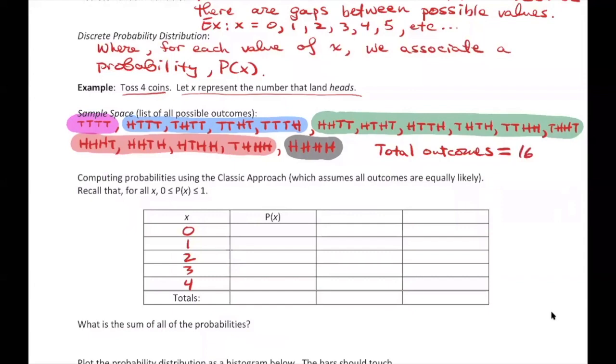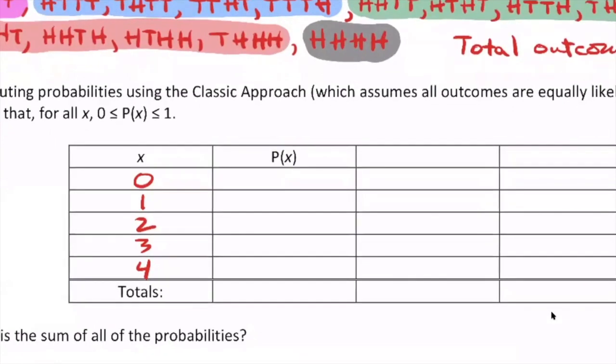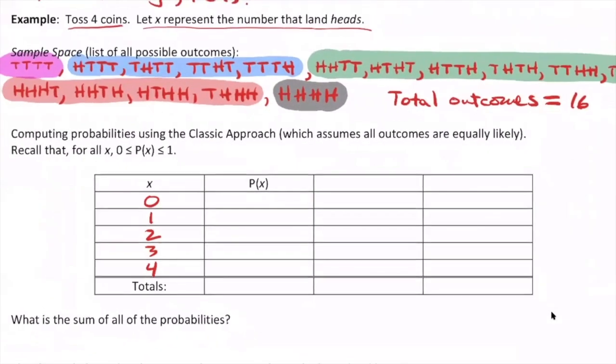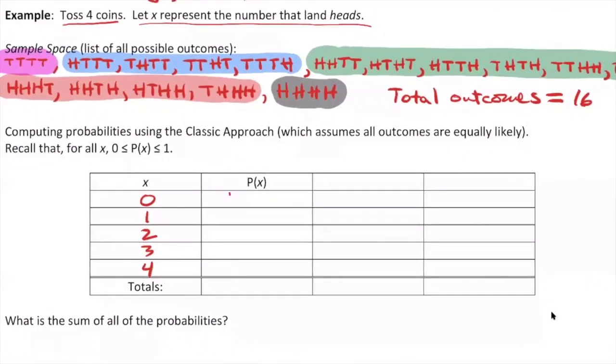So what's the probability of getting zero heads? One out of, remember probabilities, you have to divide. One divided by 16, I think, yeah. Good, so I'm going to put in the probabilities. So there's only one way to get zero heads out of 16.